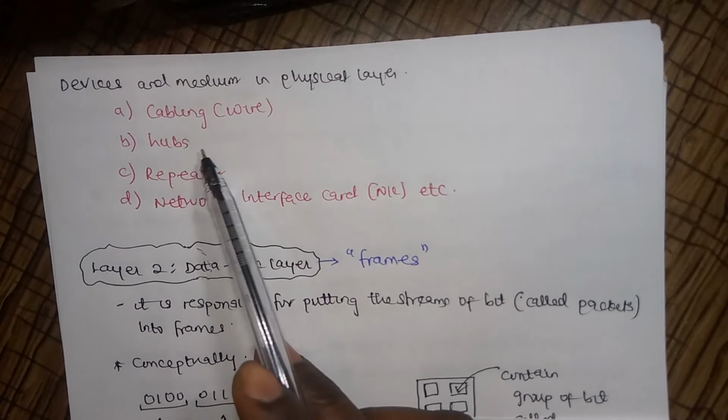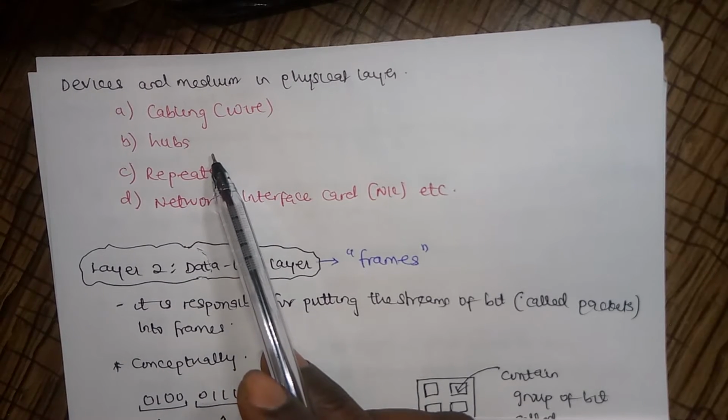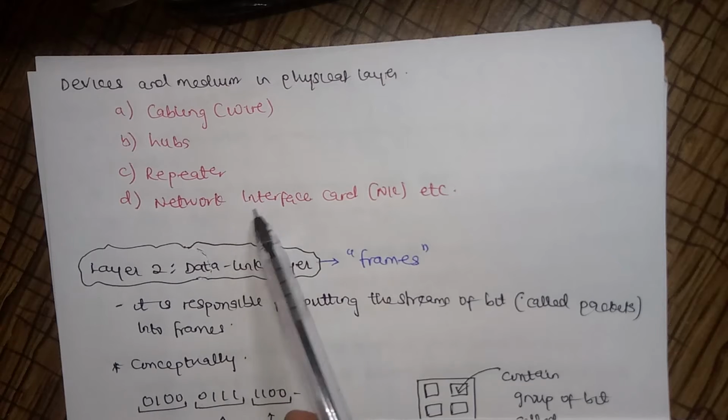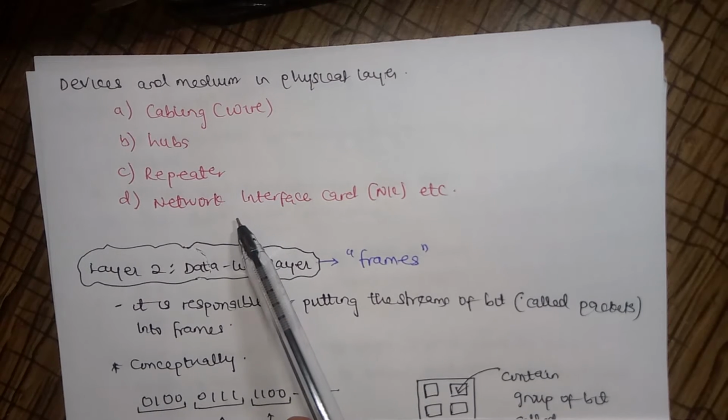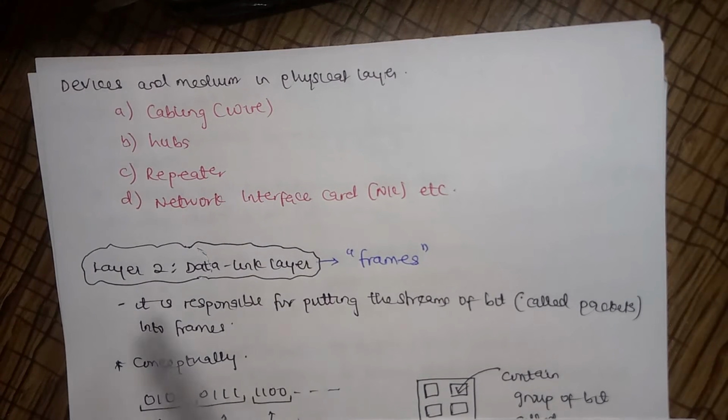Or we go to the hub. The hub is a device which allows us to connect multiple computers together. Actually, repeater also, and network. All these devices are under what? Physical layer. Right? So let's look at the next layer.